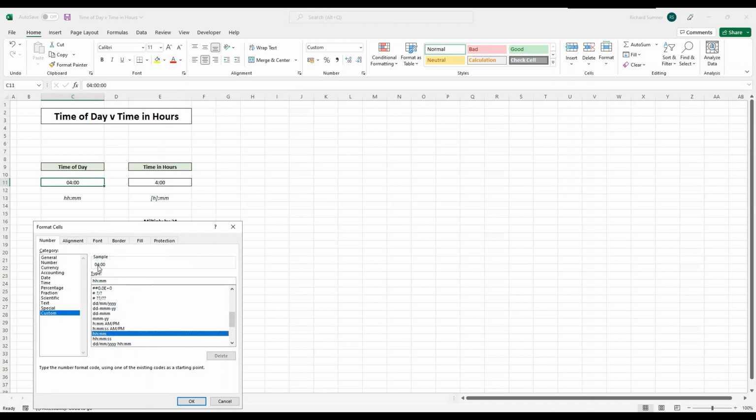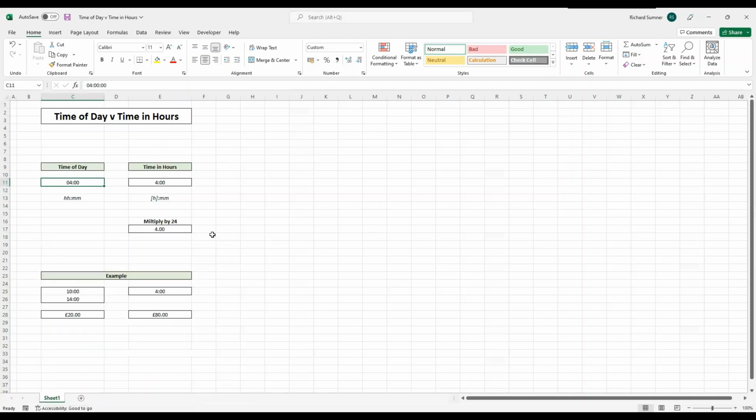So what that means is that's 400 hours, which is 4 a.m. in the morning. That's what that means. It doesn't mean 4 hours. It means it's 4 a.m. in the morning. So if I click OK, that's fine.